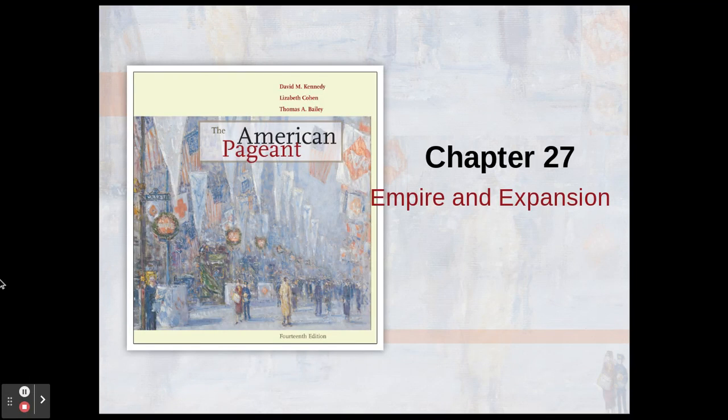Hi, everyone. So, this is a look at the U.S. Imperialism unit. We'll break this down into two different parts. This time I'm going to be using some images provided by the textbook American Pageant.